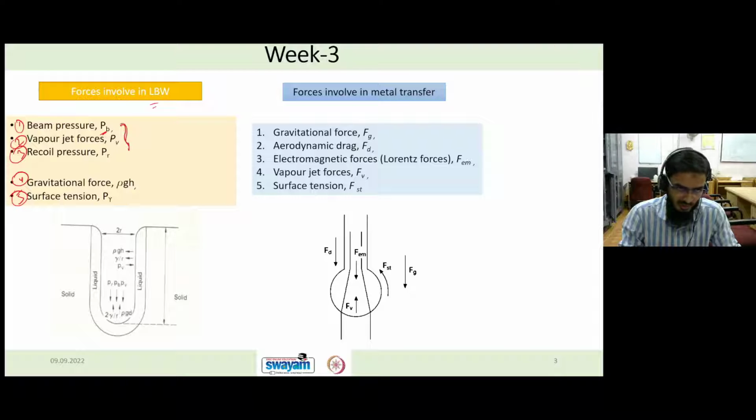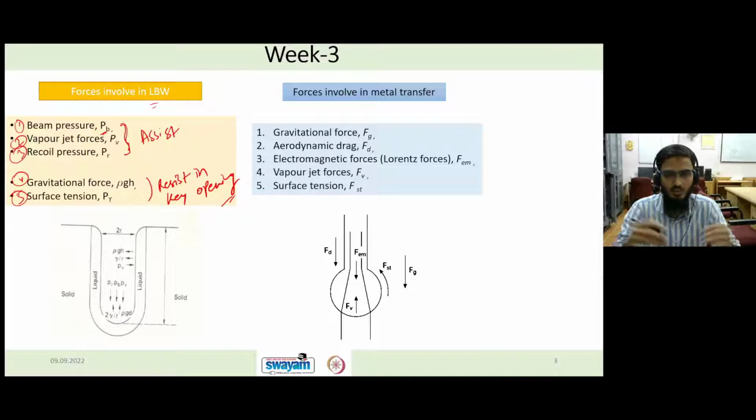What do you think, are they going to assist in opening or resist in opening? Assist. Correct. So basically they will help to make the keyhole, that is, assist in forming the keyhole. Similarly, the last 2 forces, gravitational and surface tension forces, will try to close the keyhole. So they will basically resist keyhole opening, or they will try to close the keyhole.